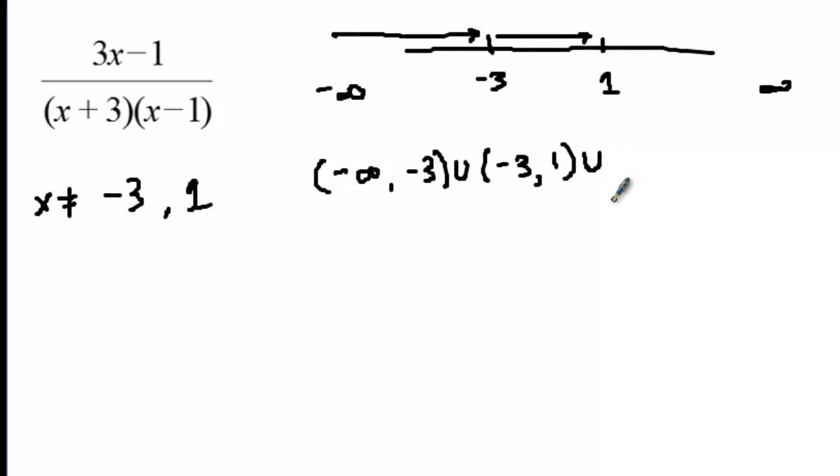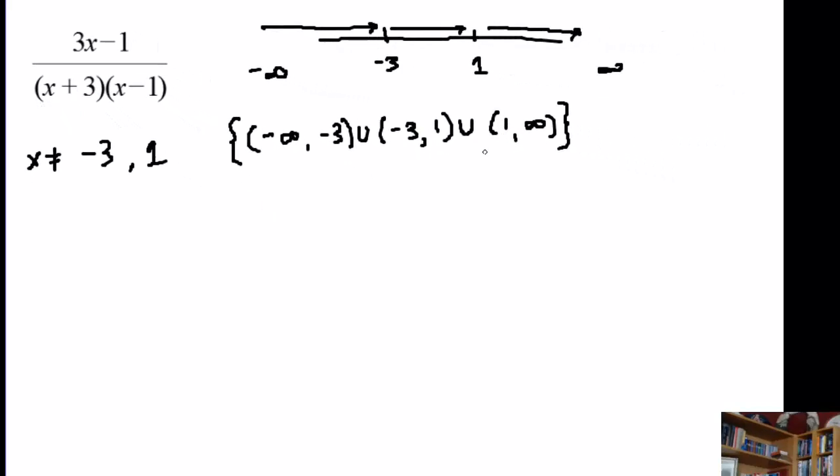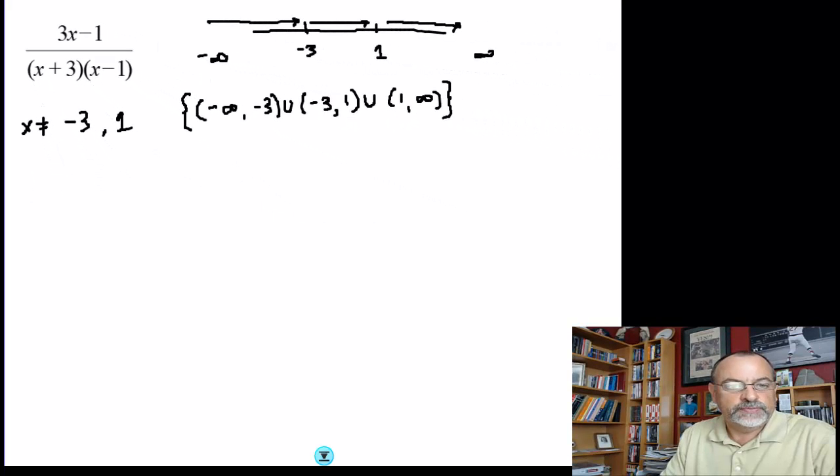Union with, and you can use union as many times as you need. I can jump to the other side of 1 and go all the way up to positive infinity. So this would be the interval notation of this domain where x cannot be negative 3 and x cannot be 1 either. Okay, let's look at another example.